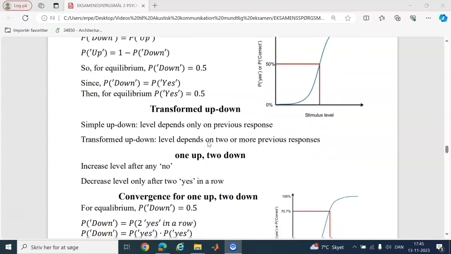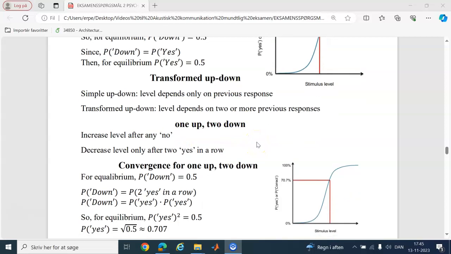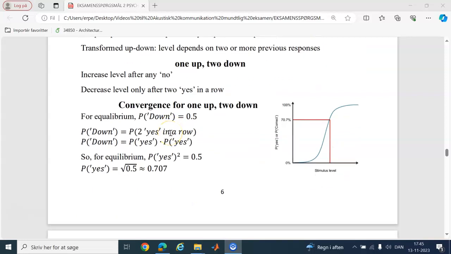So in simple up-down, the level depends on the previous response. In transformed up-down, the level depends on 2 or more previous responses. It could be 1 up, 2 down: increase the level after a no, decrease the level only after 2 yeses in a row.